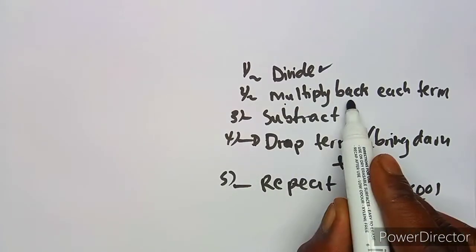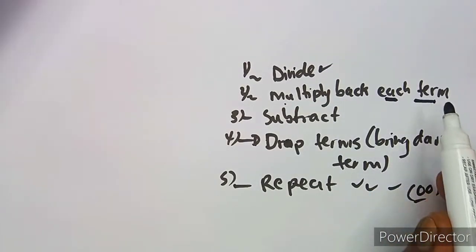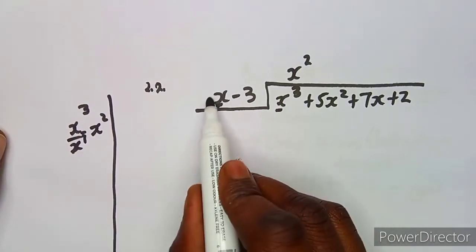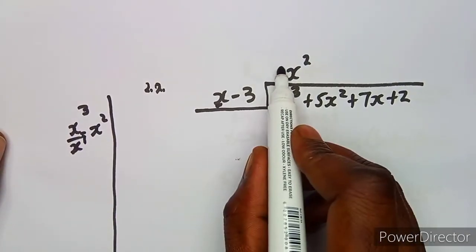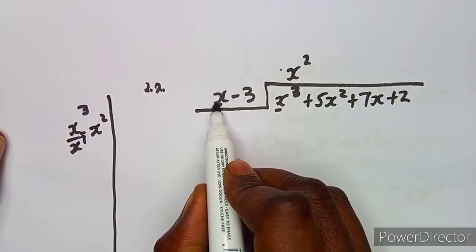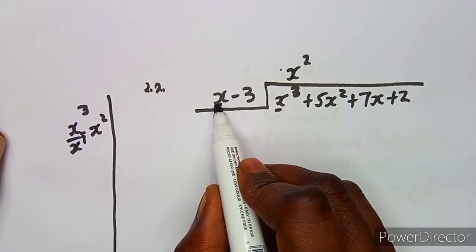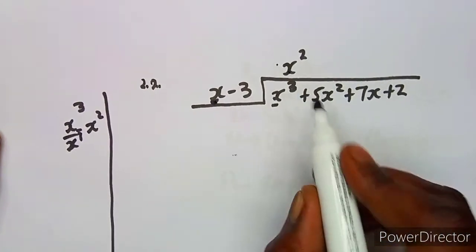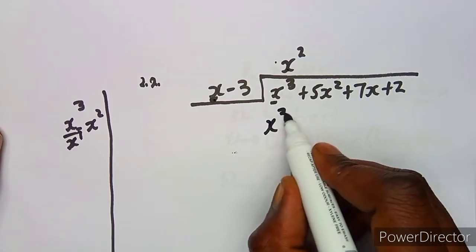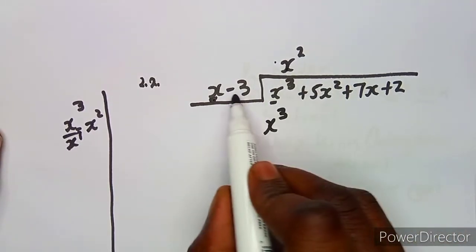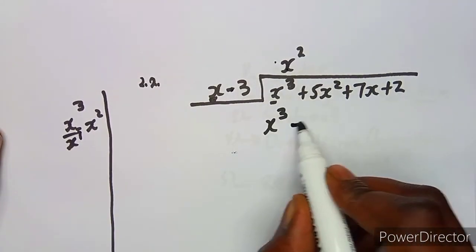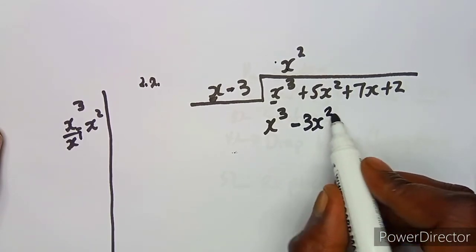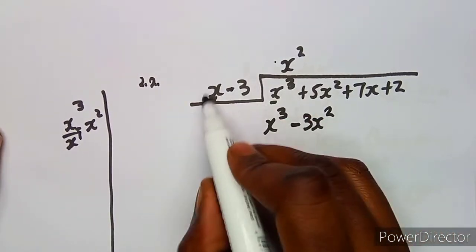You multiply back each term. So you're going to multiply back each term here. This one is going to be x squared and x. If you multiply x squared and x, it's going to be x to the power of 3. And x squared and minus 3 is going to be minus 3x squared. That is what you mean. So you multiply back everything here.